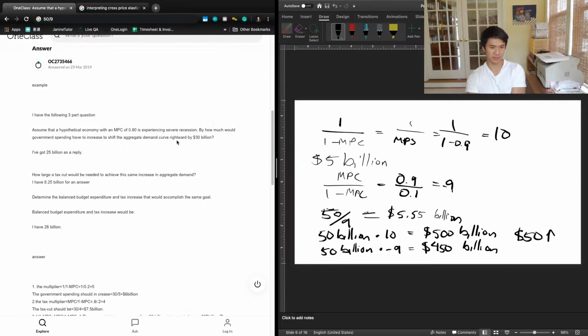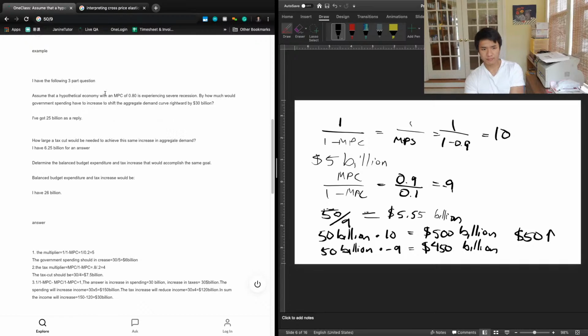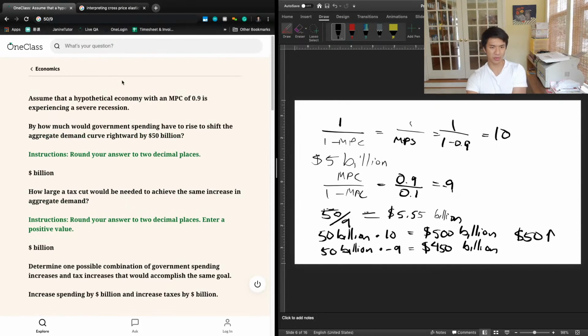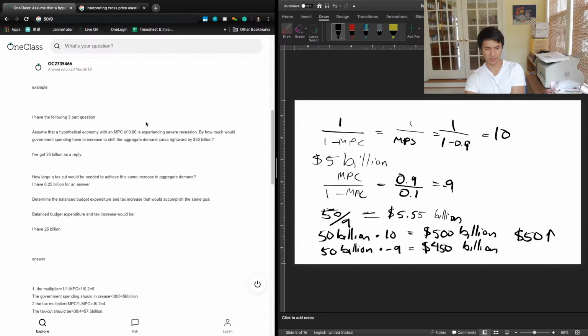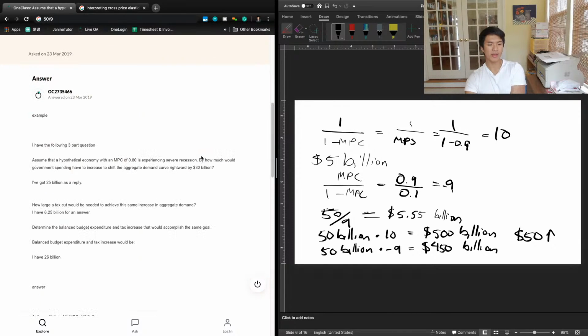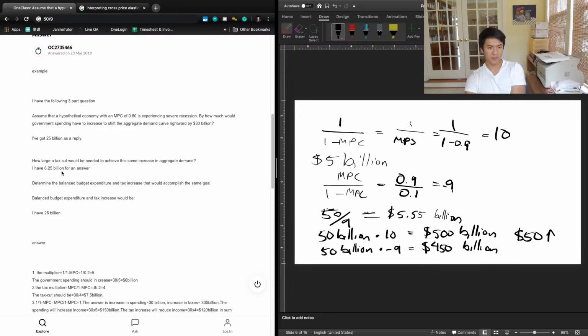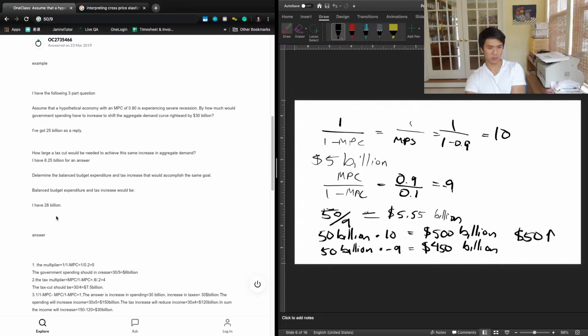Let's take a look at the previous tutor's answer. So they say assume that a hypothetical economy has an MPC of 0.8. So it looks like this tutor answered a slightly different question, because the question we have has an MPC of 0.9 and it looks like he used 0.8 for some reason. They also want to shift the aggregate demand curve right by 30 billion instead of 50 billion. So let's just check the process. So they got 25 billion, they got 6.25 billion, they have 26 billion here.